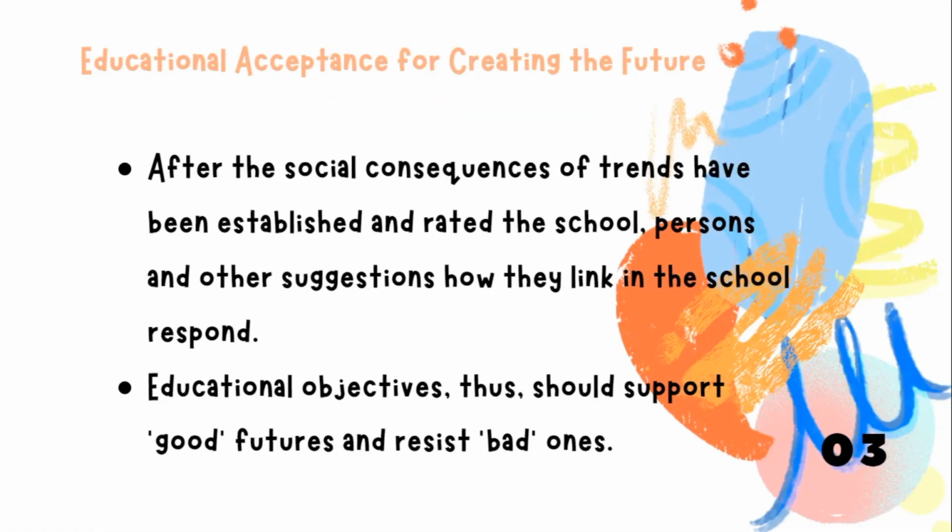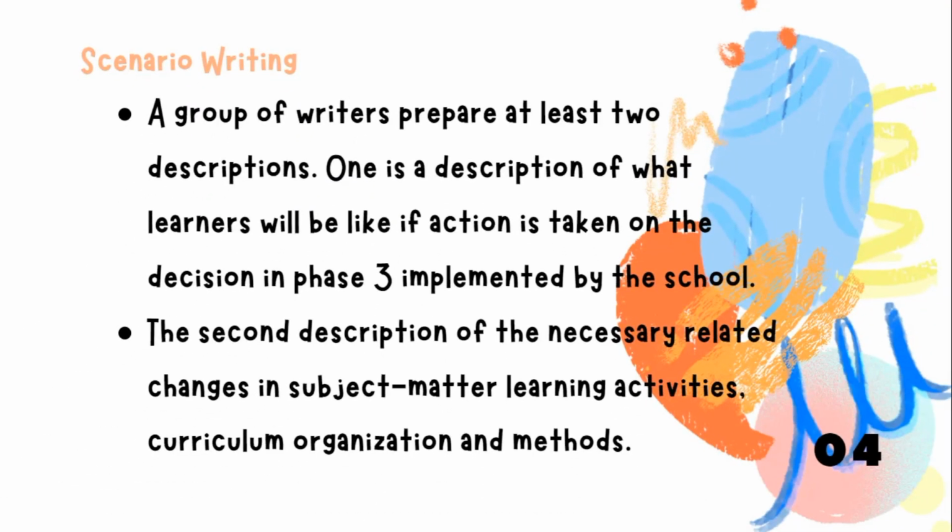Third is educational acceptance for creating the future. After the social consequences of trends have been established and rated, the school, persons, and other groups respond. Educational objectives thus should support a good future and resist bad ones. And lastly, the scenario writing.